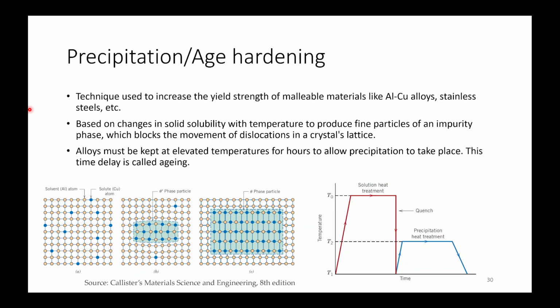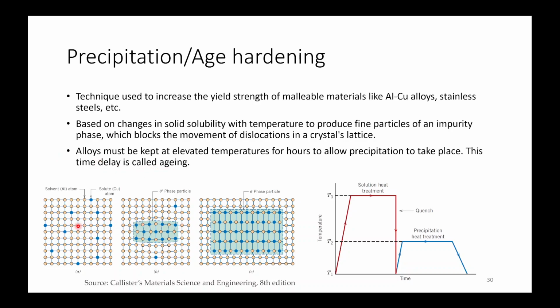Fourth is precipitation or age hardening. This technique is used to increase the yield strength of malleable materials like aluminium, copper alloys, or stainless steels. It is based on changes in solid solubility with temperature to produce fine particles of an impurity phase which block the movement of dislocations in the crystal lattice. Alloys must be kept at elevated temperatures for hours to allow precipitation to take place. This time delay is called aging.